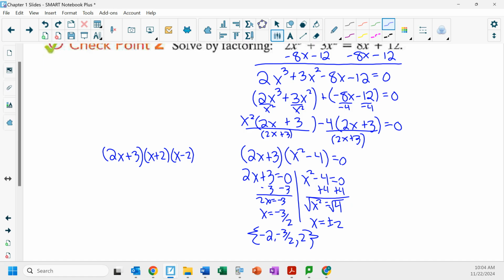So again, we're just bringing back the factor by grouping essentially. Nothing crazy, but bringing back the factor by grouping and ultimately setting it equal to 0 then.